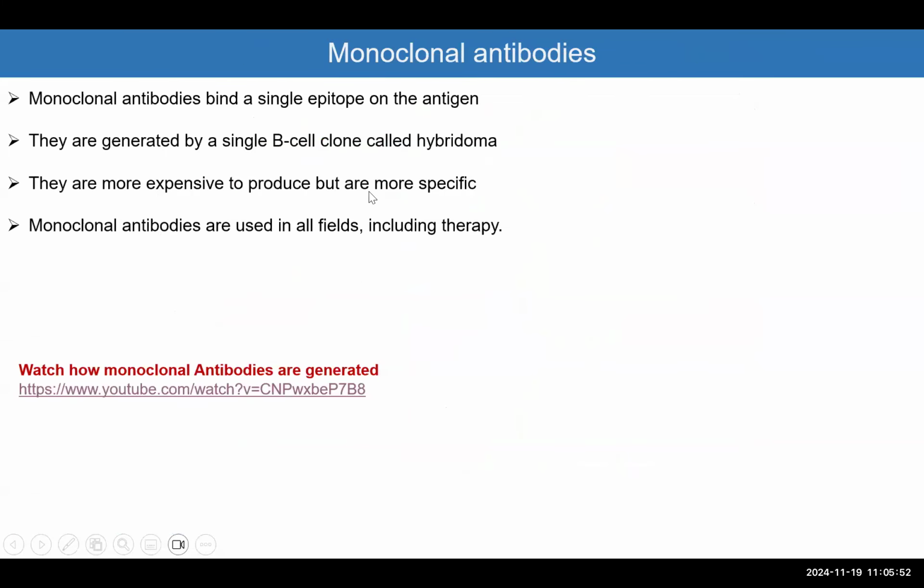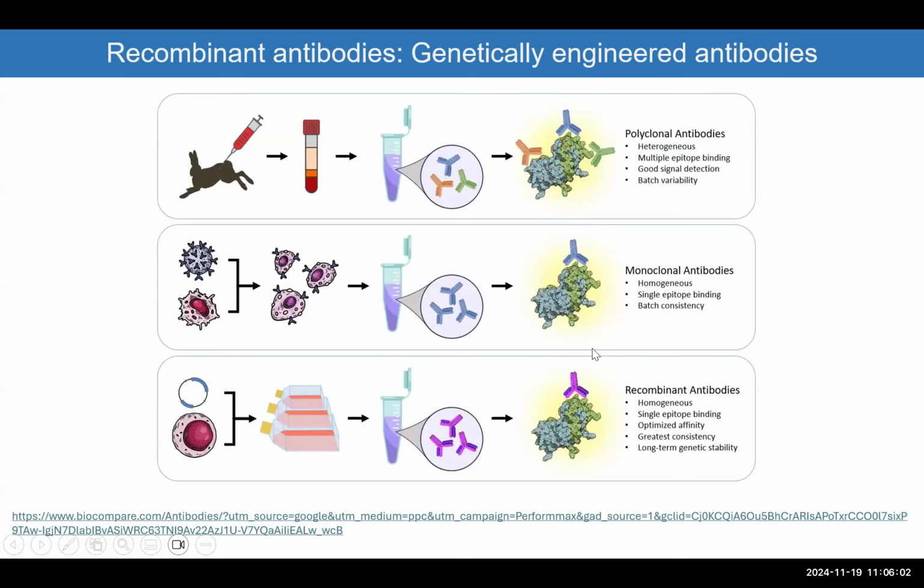So with this, we have a good comparison between how we generate monoclonal versus polyclonal antibodies. And just for your own knowledge, we should know that there are other types of antibodies that are not generated using these two systems. And these would be genetically engineered antibodies, or what we call recombinant antibodies.